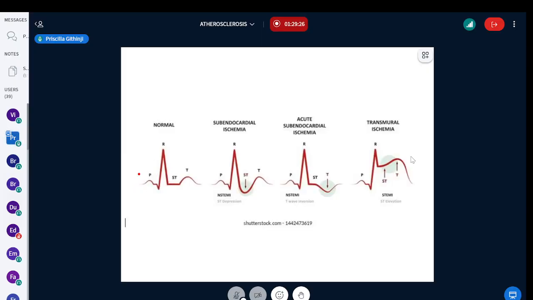So this is what the normal, this shows it's like a heartbeat. You have P, Q, R, S, T. So this is what is normal on an ECG. When you have subendocardial ischemia, we said you have non-STEMI. You don't have elevation, but most of the time they can give you what is called ST depression. So the ST goes down. Or when you have transmural ischemia, then your ST goes up. So that's now a ST elevation.